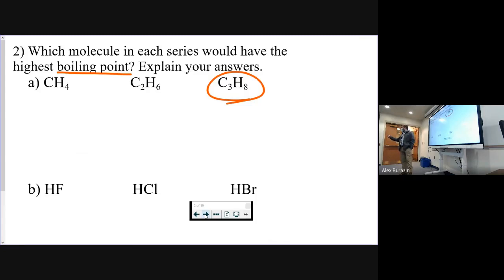correct, you should say something along the lines of, all 3 molecules are nonpolar, all 3 molecules have London dispersion forces. C3H8 would have the greatest London dispersion forces due to having the greatest polarizability. Sounds fancy, but what that means is it has more electrons. So more electrons, bigger molecule means those electrons can be pushed and smushed and moved to a greater extent, which leads to bigger partial charges, which leads to stronger intermolecular forces.